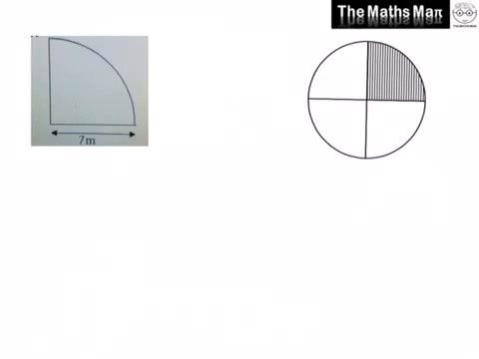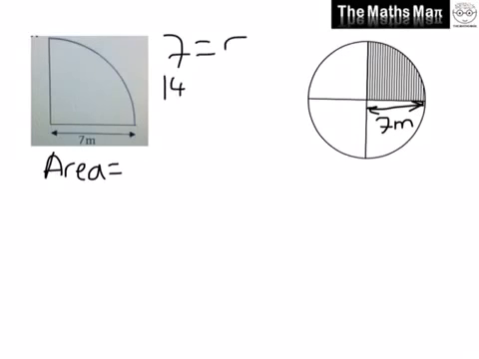So the next shape we have is a quarter of a circle. So we're going to work out the area to start with. So now we can see in the diagram over here that our quarter of a circle is this over here. Now we can see that this measurement along the bottom here is 7 meters, and that is the radius. So 7 equals the radius. That straight away means 14 equals the diameter.